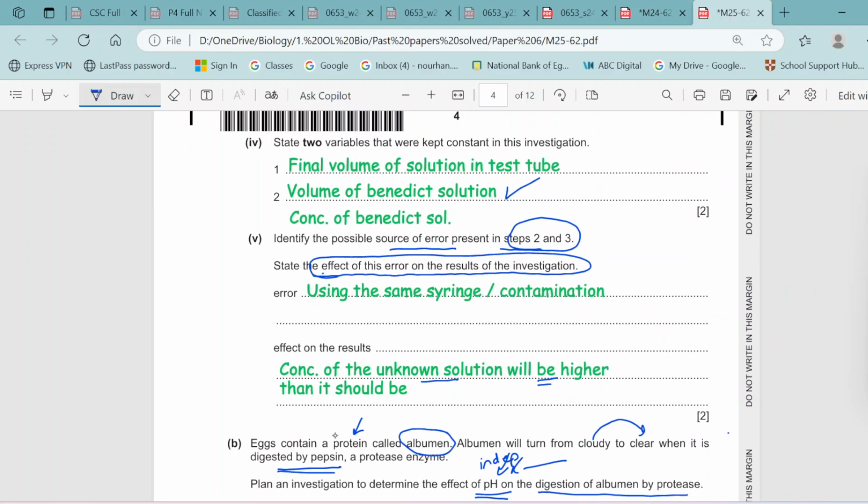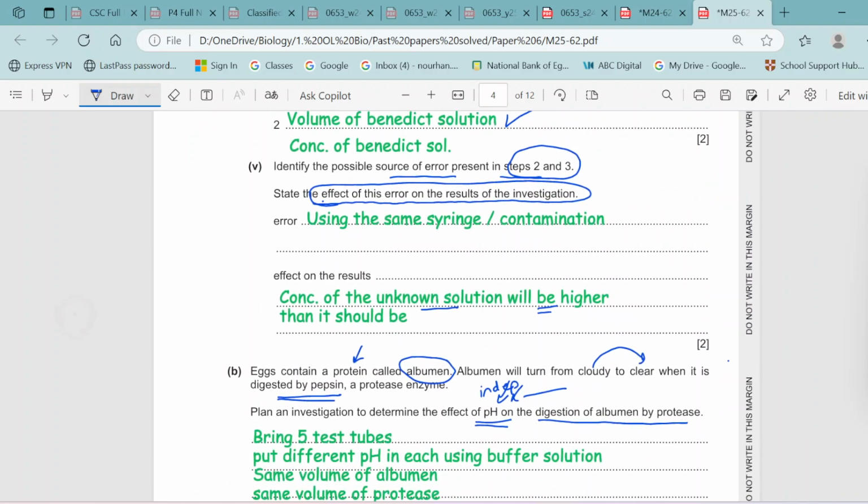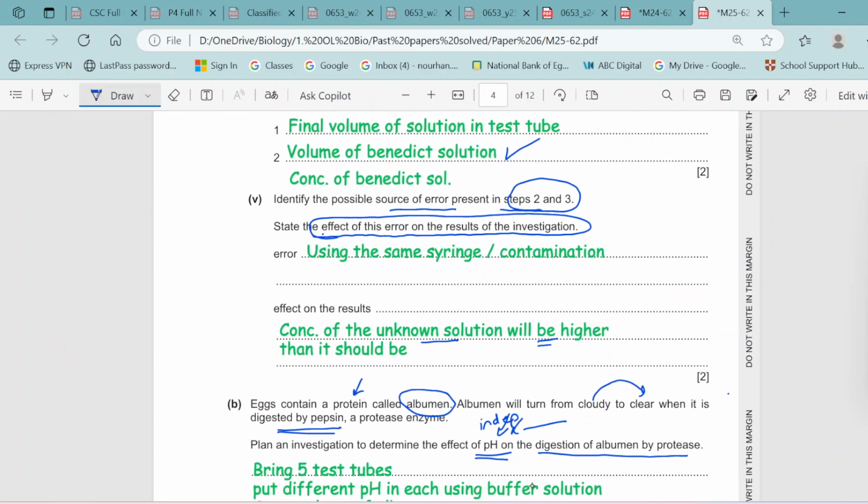I will write my steps. Number 1, what am I going to use? I'm going to use test tubes to put the albumin in. 5 test tubes, each of them with a different pH. How do I change pHs? Using something called buffer solution. So 5 test tubes, different pHs using buffer solution.